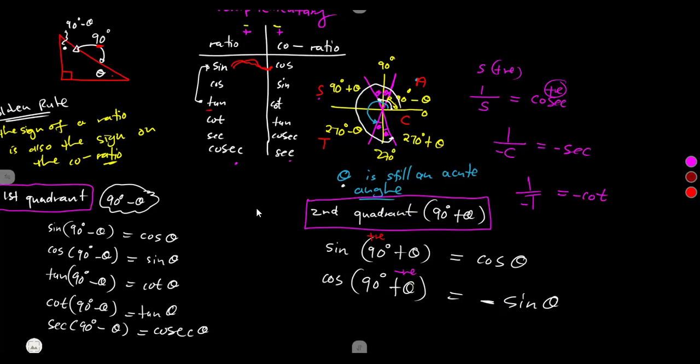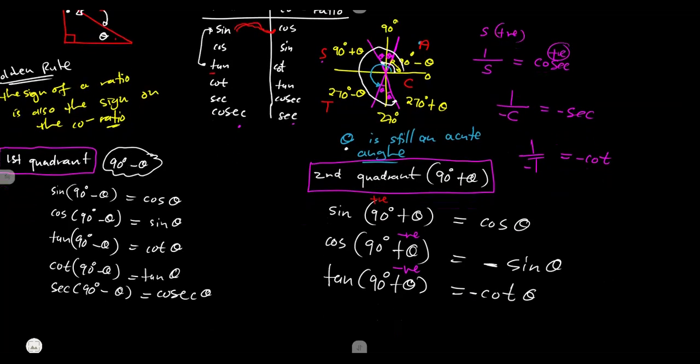That is the concept. It is the same thing with our tan. The tan of 90 degrees plus theta. You ask yourself where this tan lies in the second quadrant. It is negative. So its corresponding co-ratio, tan changes to cot. That cot must be negative. So it must be negative cot theta. This is the concept.